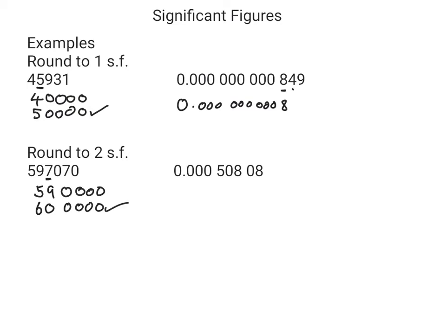So in this case, two significant figures. The first significant figure is the first non-zero. The next significant figure is just the next one along. So it's either 0.00050 or 0.00051. We look at the next one along, and if it's 5 or more, we round up. So that's our answer.